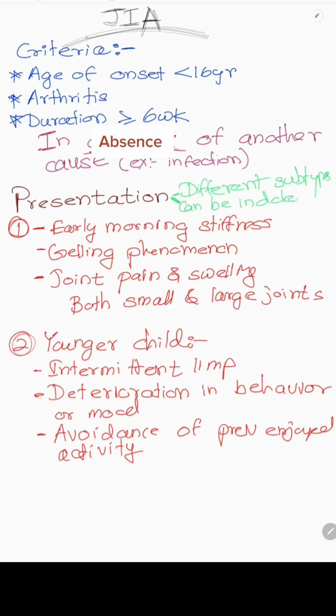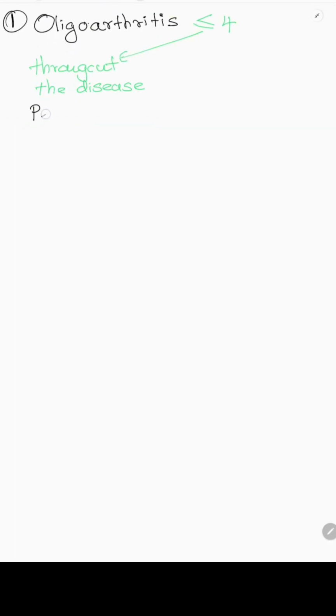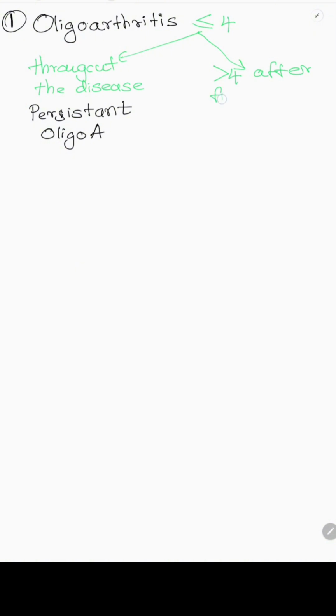There are 6 subtypes of juvenile idiopathic arthritis: oligo, poly, systemic onset, psoriatic, and enthesitis related. We can divide oligoarthritis into two. If the joint involvement is 4 or less than 4 throughout the disease course, we call it persistent oligoarthritis. But if the joint involvement is more than 4 after the first 6 months, we call it extended oligoarthritis.